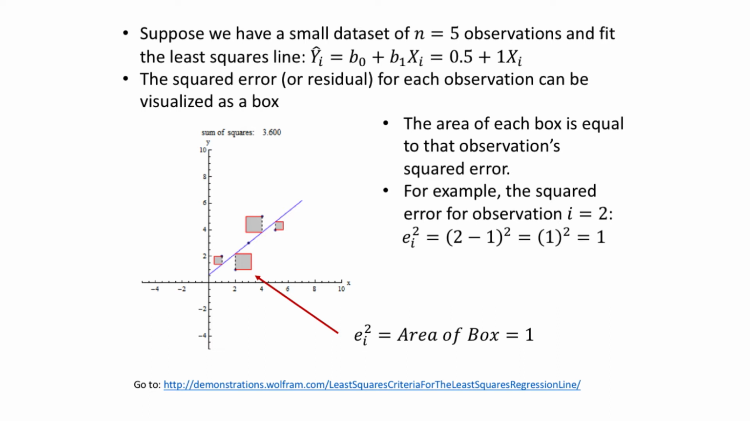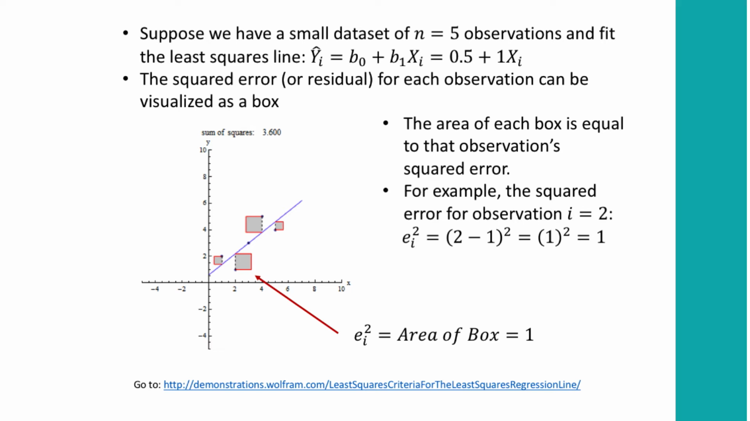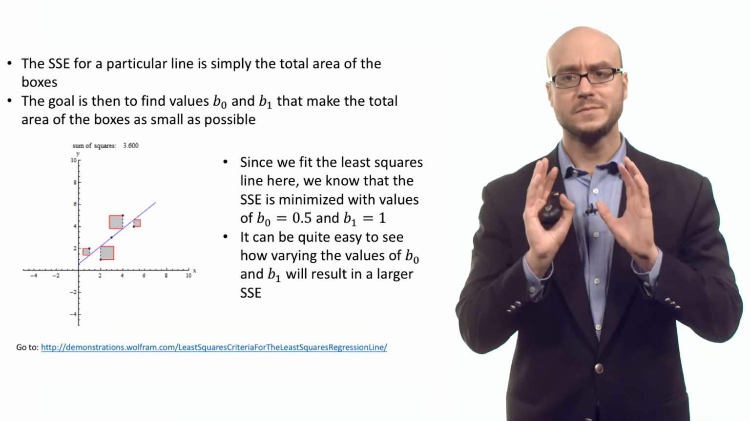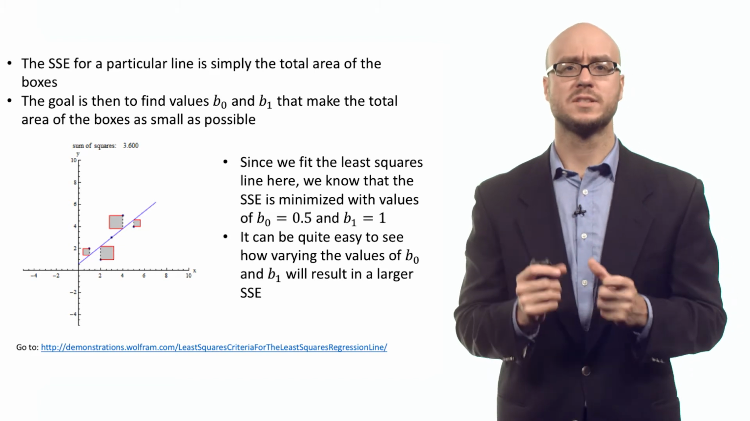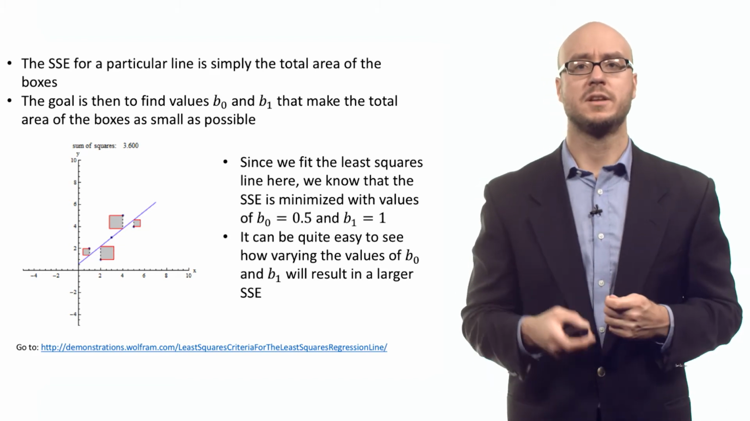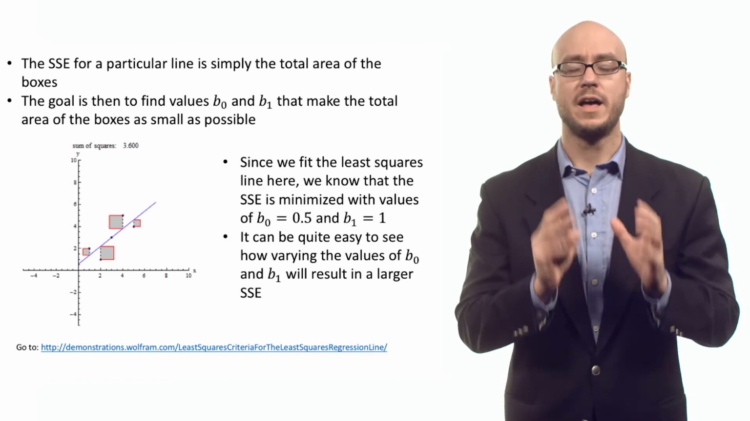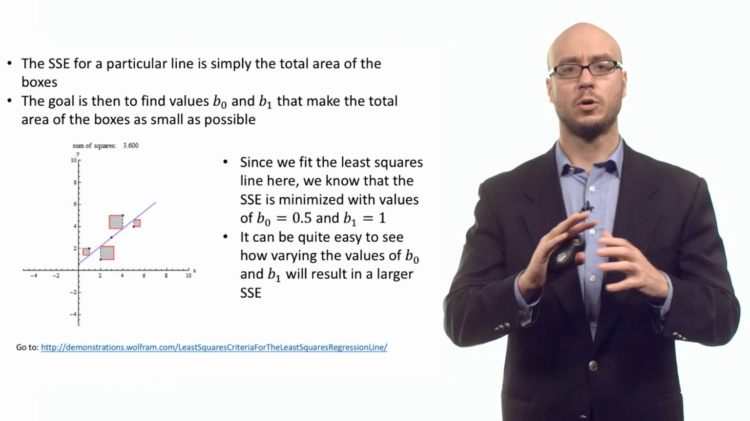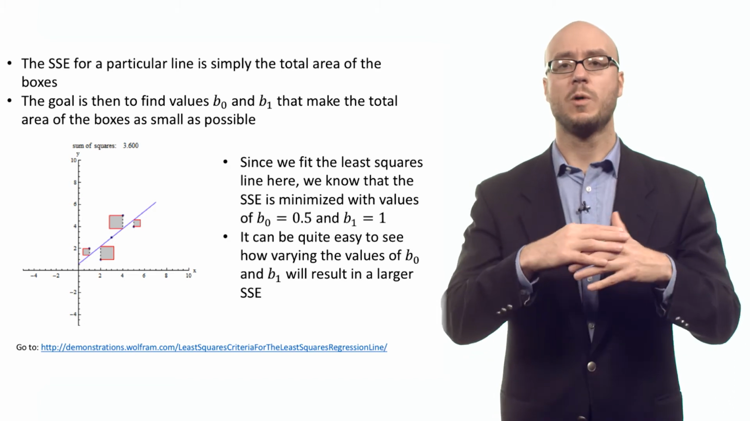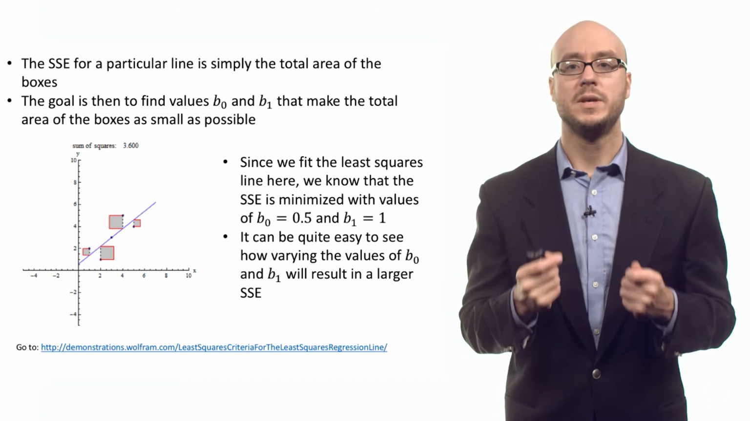Well, the idea is you can fit multiple lines by changing the value of the intercept and slope, and you can see how the total area of the boxes will get larger and smaller. You want these boxes to be as small as possible overall. So we're going to try out a few lines and see what happens visually to the sum of the squared errors. Because the goal here is to find values of the intercept and slope that make the total area of the boxes as small as possible. We want the sum of the squared errors to be minimized.